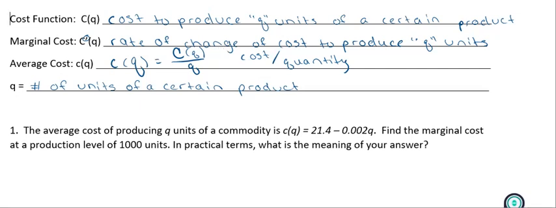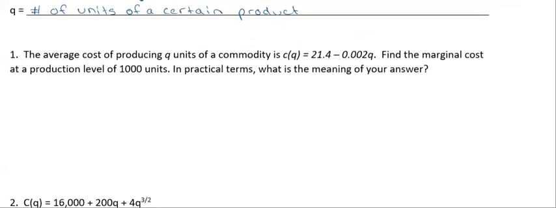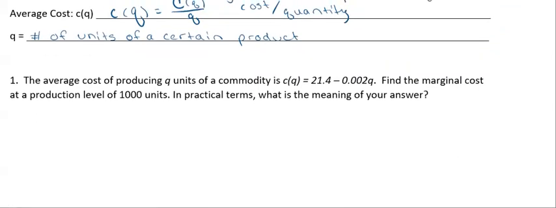We'll see that as we come down through. So let's try this first question and see if we can apply what we have been talking about. For number 1, we have the average cost of producing Q units of a commodity: c of Q equals 21.4 minus 0.002 Q. Find the marginal cost at a production level of 1,000 units. In practical terms, what is the meaning of your answer? The first thing we need to recognize is we're looking for the marginal cost.